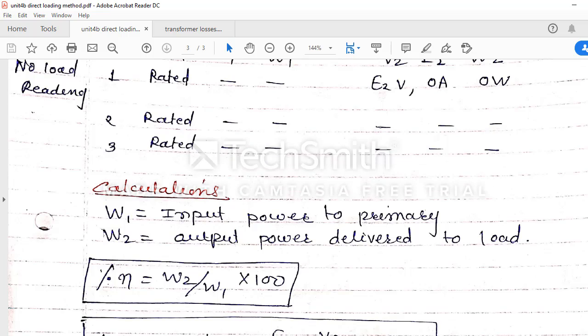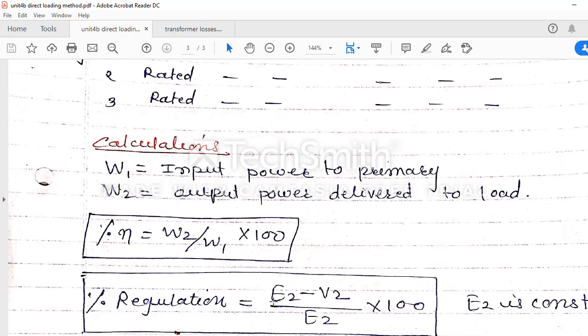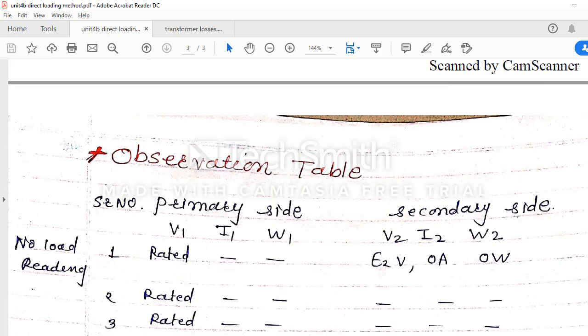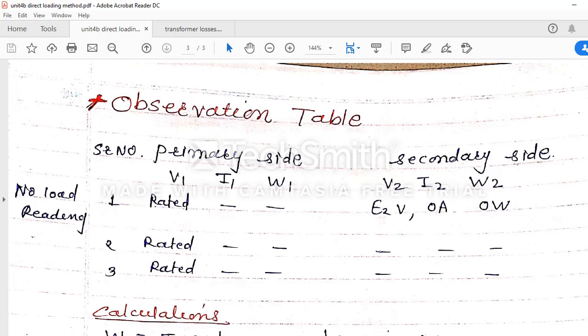Then regulation. The regulation is equal to (E2 minus V2) upon E2 into 100. E2 should be constant for each reading. So here you will get E2, and this E2 will be constant because it is the no load reading. So E2 minus V2 upon E2. Again, for the third reading, some value will be here, so the same E2 minus this V2 value, divided by E2. That means E2 is constant. In this way you will get the voltage regulation.